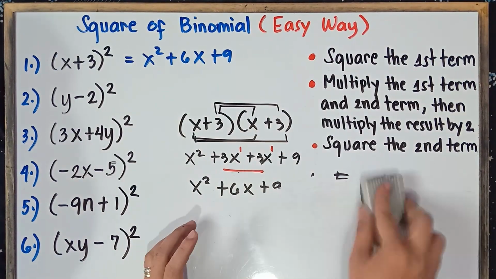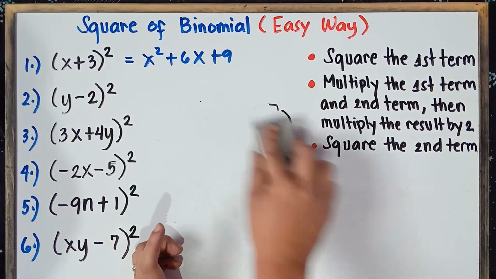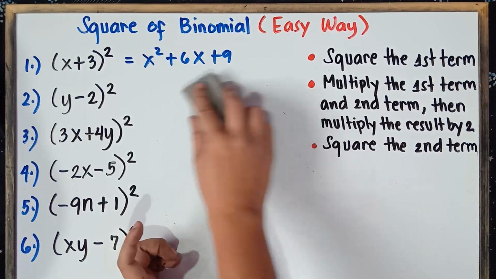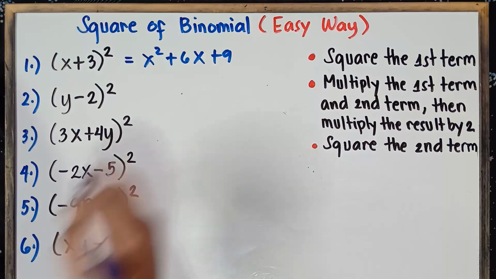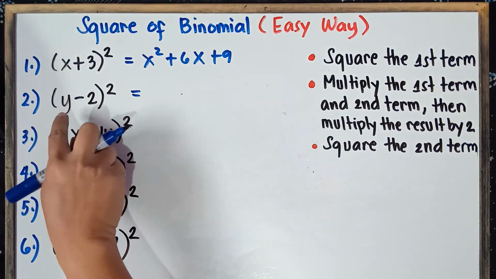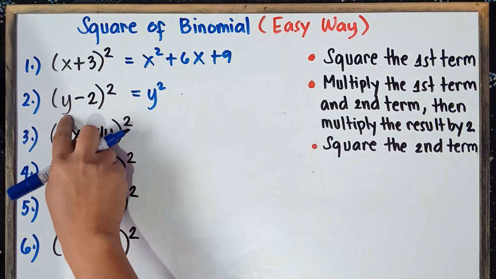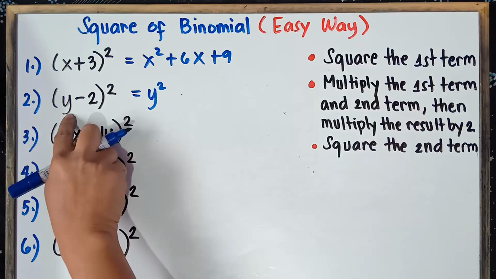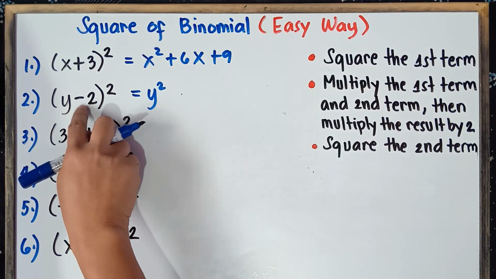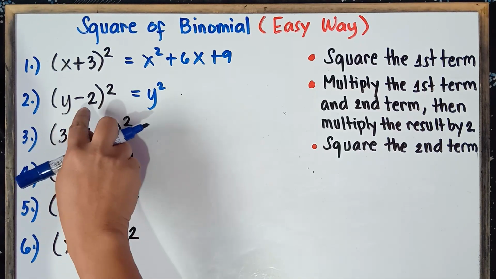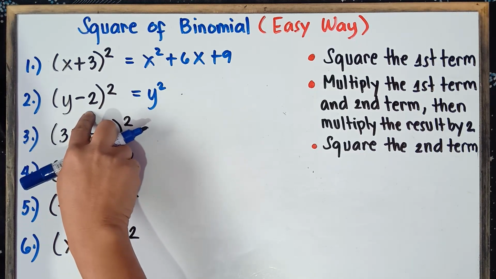So let's have example number 2, class. Let's answer this one directly. Let's see if we can answer this one right away. Example number 2. So you square the first term, y times y, that would be y squared. And then you multiply the first term and second term. So y times negative 2. Once again, let's include the minus sign. Y times negative 2, that would be negative 2y.